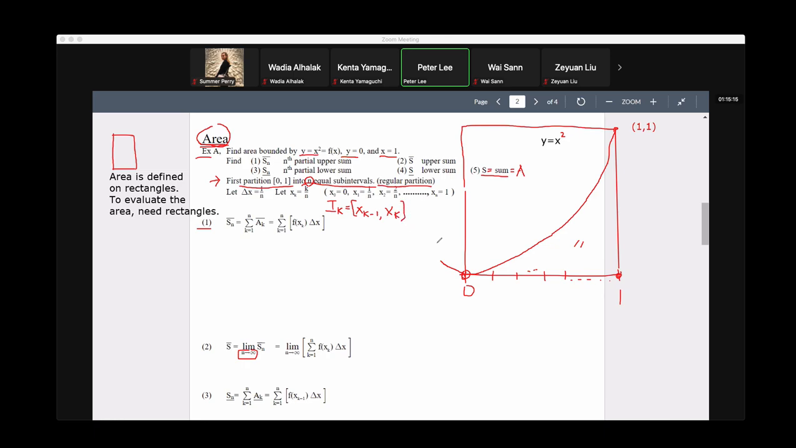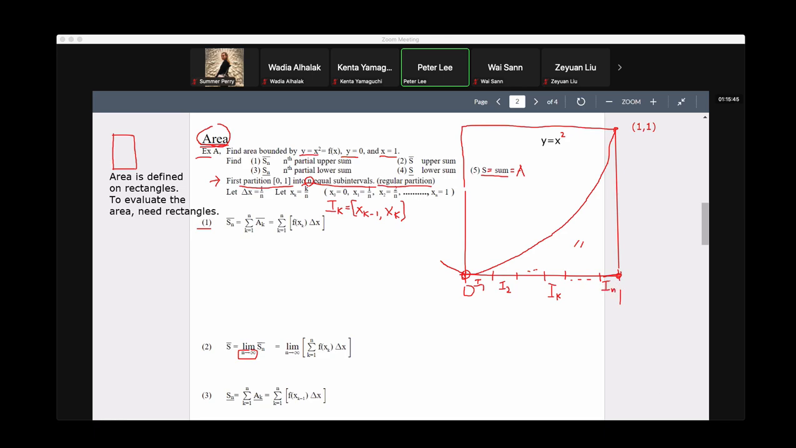So here we chop this up into what? Into n intervals. So this will now be the first interval, I1. This guy will be the second interval, I2. Let's call this guy I sub k, the kth interval. And the last interval right here will be I sub n.